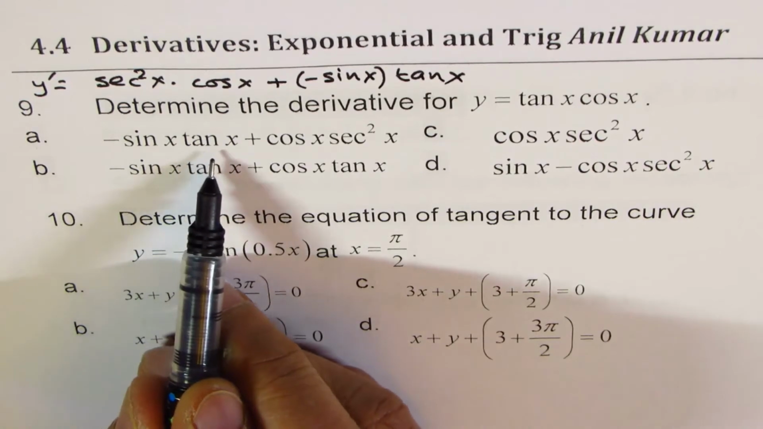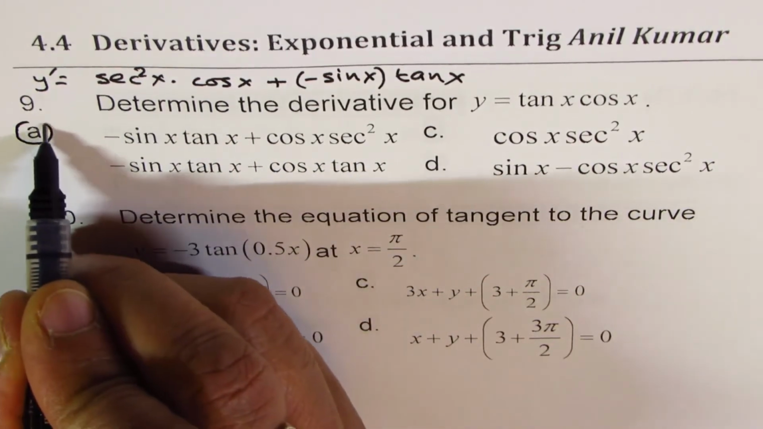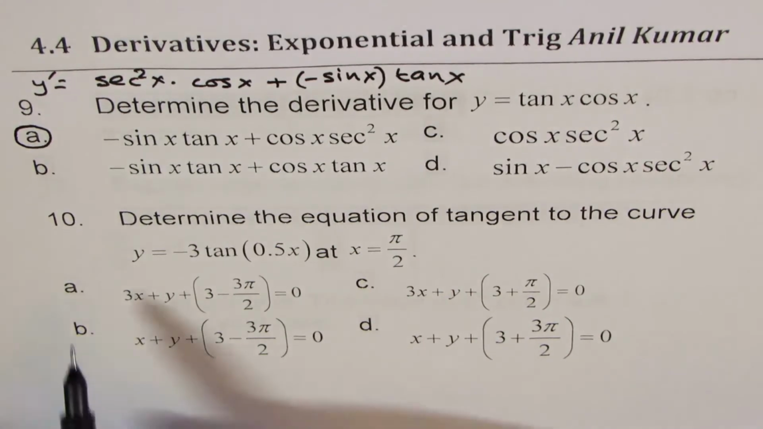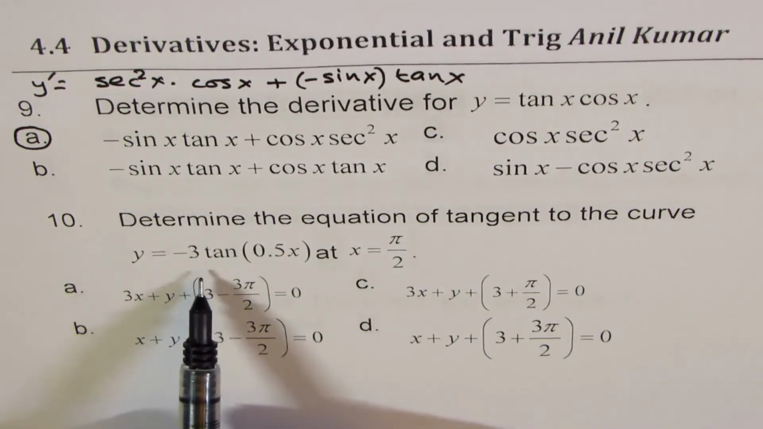So minus sin x tan x cos x secant square x. So A is the right option. Question number 10. Determine the equation of tangent to this curve.